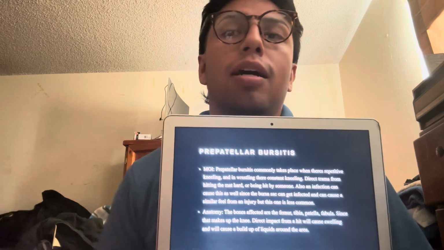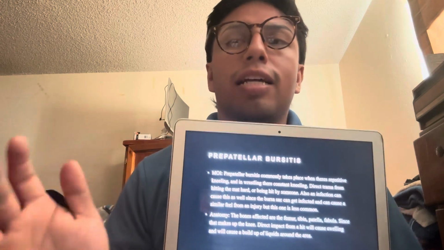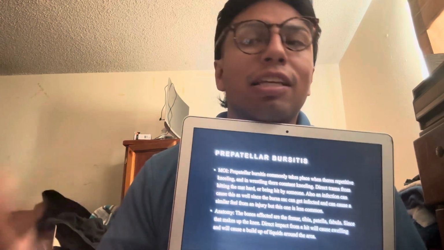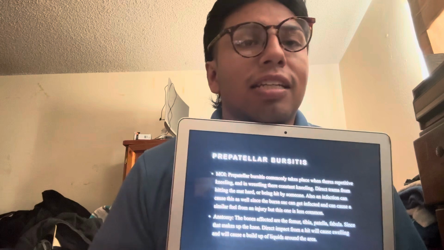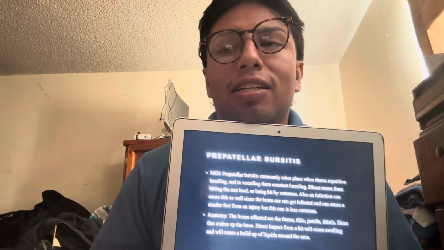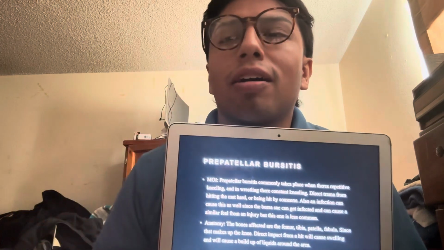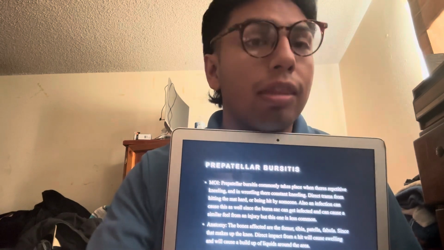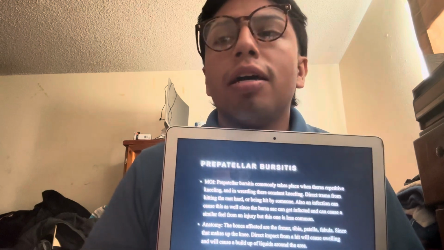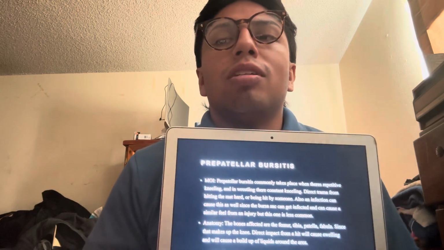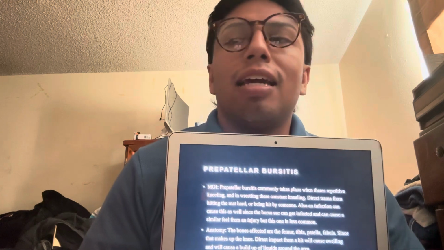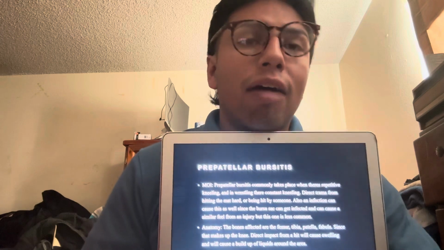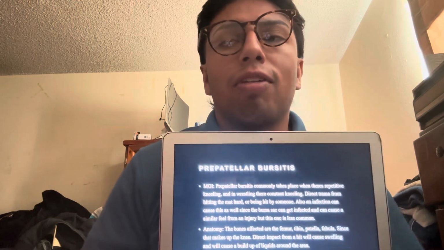Okay, the last but not least, patellar bursitis. Patellar bursitis commonly takes place when there's repetitive kneeling, and in wrestling, there's constantly kneeling. Direct trauma from a hit to the mat, or accidentally hitting someone with their knee, would cause it as well. Also, an infection can cause this, since the bursa sac can get infected and can cause a similar feel to an injury, but this is less common. So if you have one, you gotta check it out, since it could be infected.